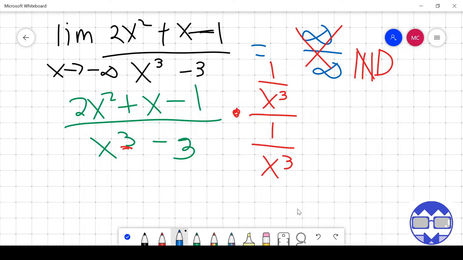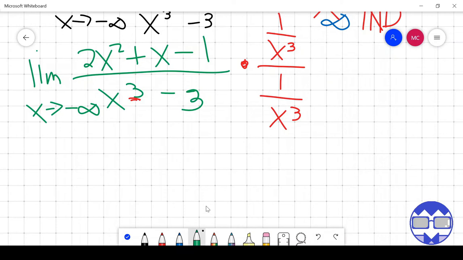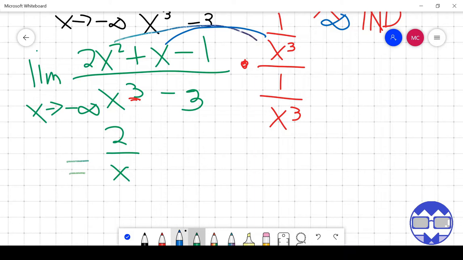So using our knowledge about distribution, let's distribute. Distributing 1 over x cubed to our 2x squared will give us 2 over x, because x squared over x cubed cancels the square, and x remains in the denominator. Then x over x cubed will be 1 over x squared. Then here, this will give us 1 over x cubed.